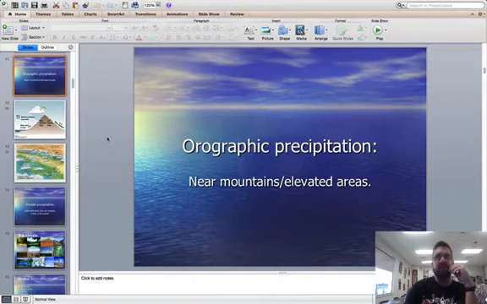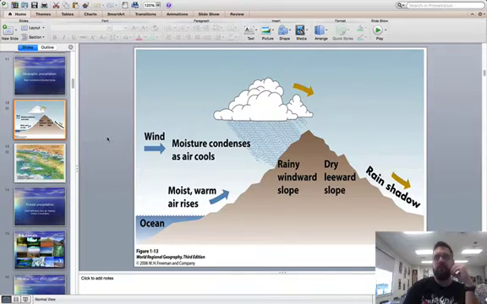Orographic precipitation is in mountainous areas. Same thing if you've been up in the Rockies, it can be sunny and look nice, then all of a sudden a storm just pops up out of nowhere. So that's orographic precipitation. And then with that, we can see what's called the rain shadow effect, which you need to know what this term means, rain shadow.